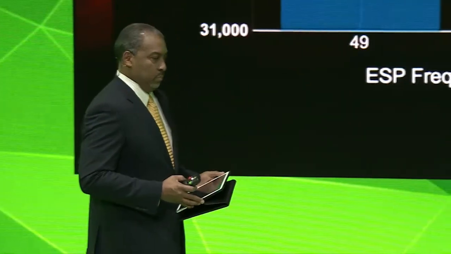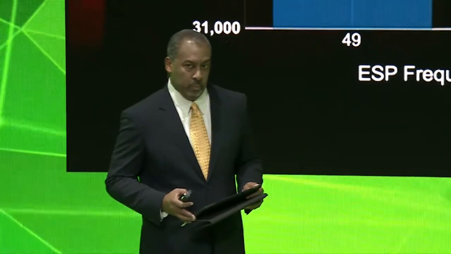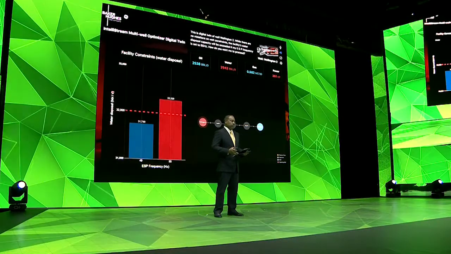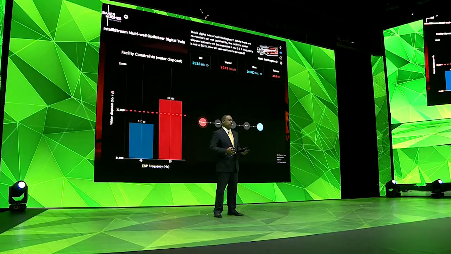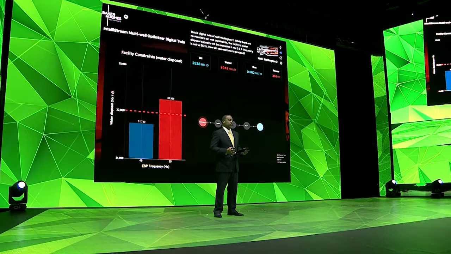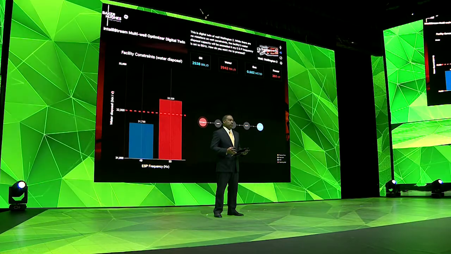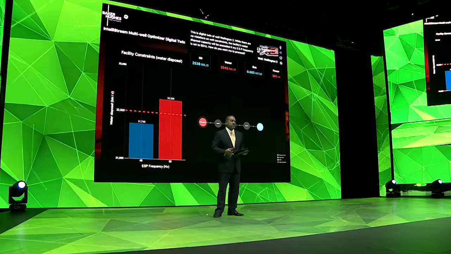This is the digital twin of well Wellington 2. While there are no violations on well constraints, the facility's water disposal capacity will be exceeded if my ESP frequency is set to 55 Hz. How do you want me to proceed? Okay, Wellington 2, let me help here.